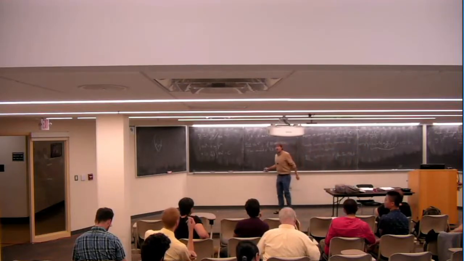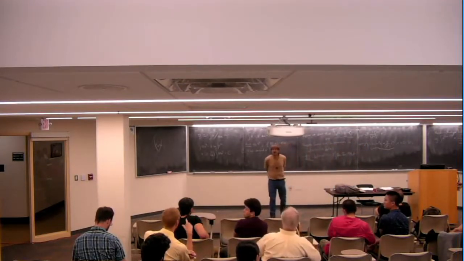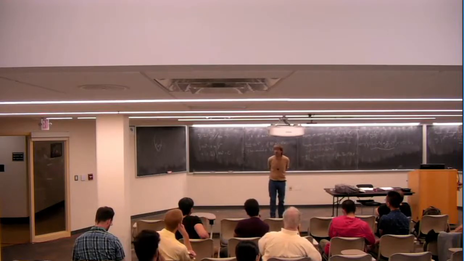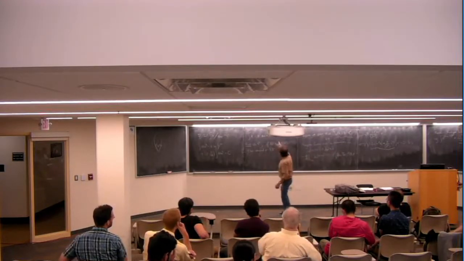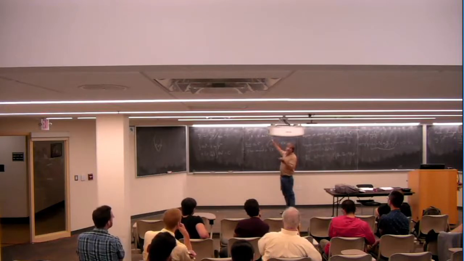So k is the curvature? Of the new guy, of the thing you're trying to find. So we want something that has curvature 4 pi, because that's going to be the standard constant curvature on a sphere of area 1.